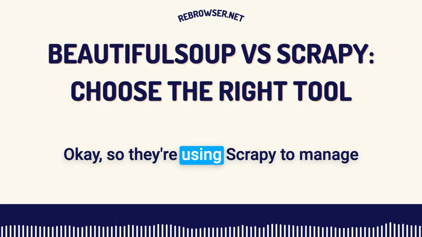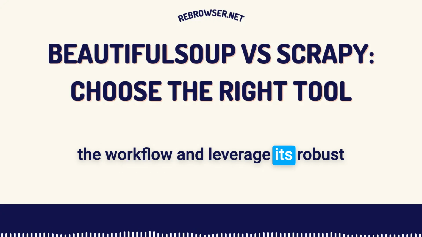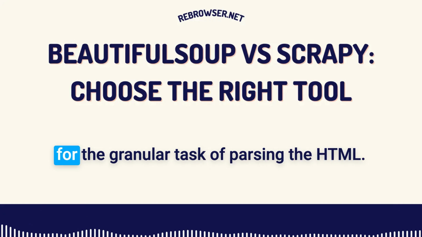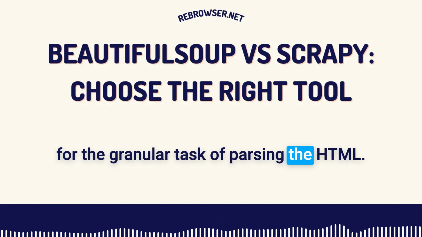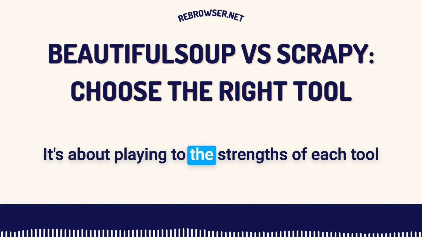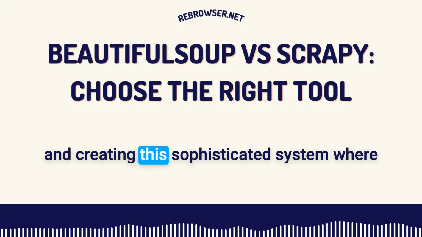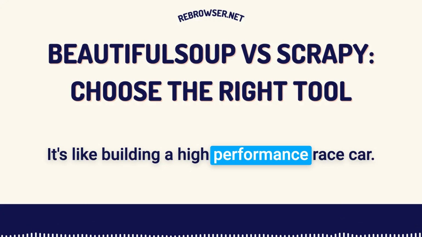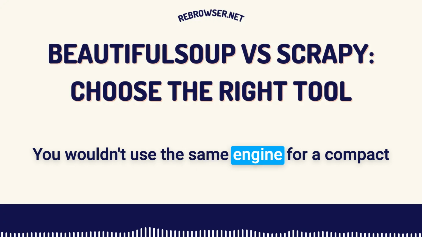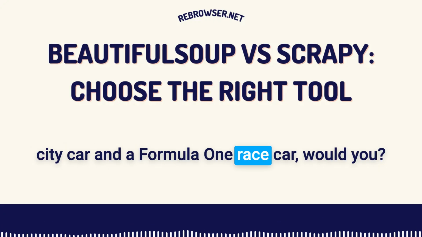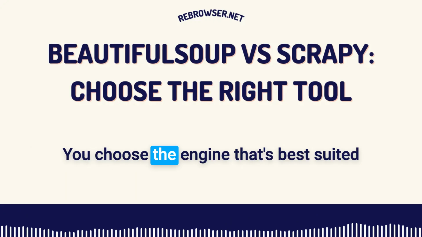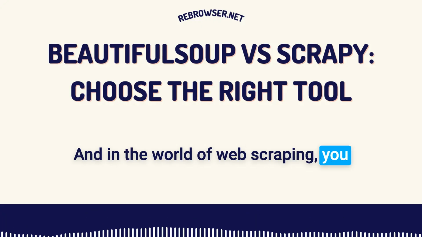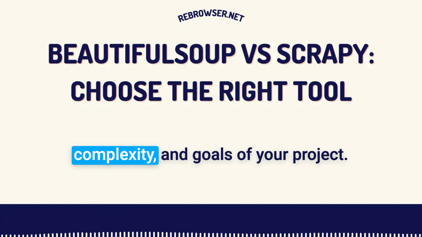Okay, so they're using Scrapy to manage the workflow and leverage its robust features for handling those large-scale operations, but they're not actually using it for the granular task of parsing the HTML. Exactly. It's about playing to the strengths of each tool and creating this sophisticated system where every component works together seamlessly. It's like building a high-performance race car. You wouldn't use the same engine for a compact city car and a Formula One race car, would you? Precisely. You choose the engine that's best suited for the specific demands of the race. And in the world of web scraping, you choose the tools that best fit the scale, complexity, and goals of your project.